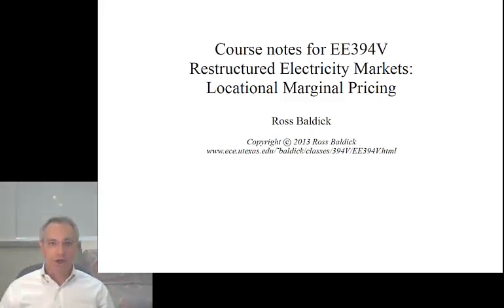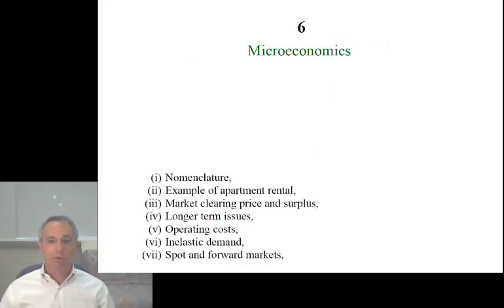In the 6th chapter of this course on locational marginal pricing, we will be discussing microeconomics. First, we'll start with some nomenclature, specialize that to an example of apartment rental. That will lead us to market clearing price and surplus. And then we will discuss longer term issues.